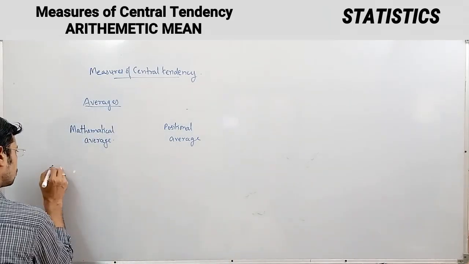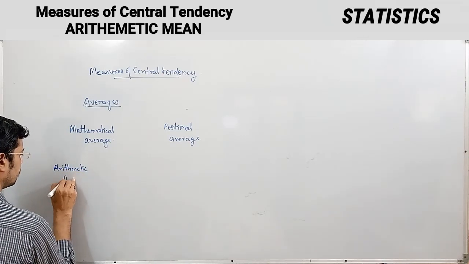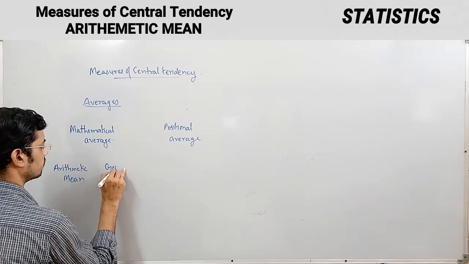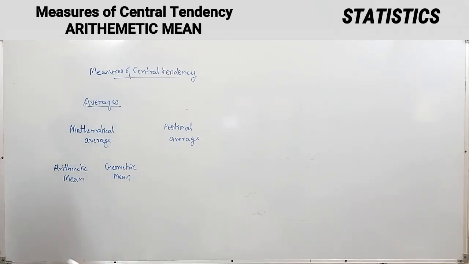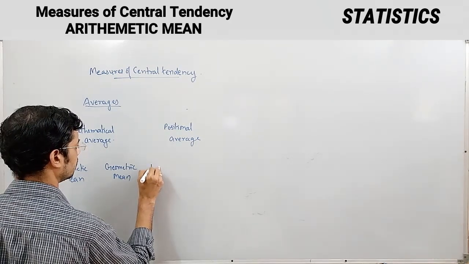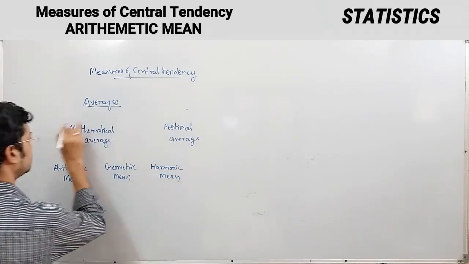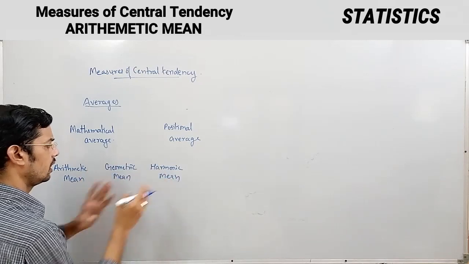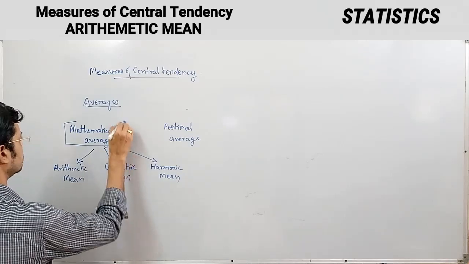The first one is called arithmetic mean. The second one is called geometric mean. And the third one is called harmonic mean. Mathematical average is arithmetic mean, geometric mean or harmonic mean. These are the three different types of mathematical averages.